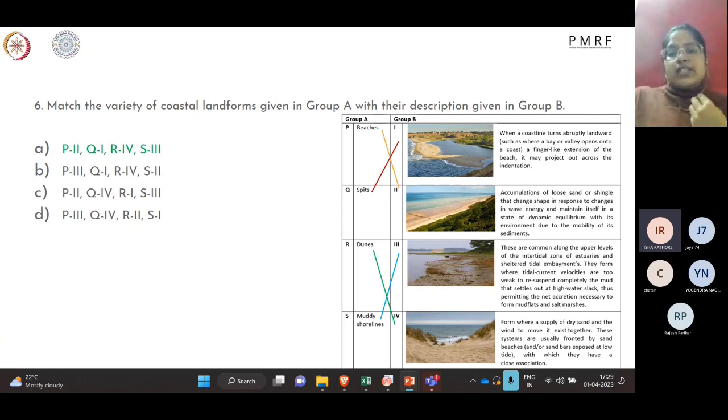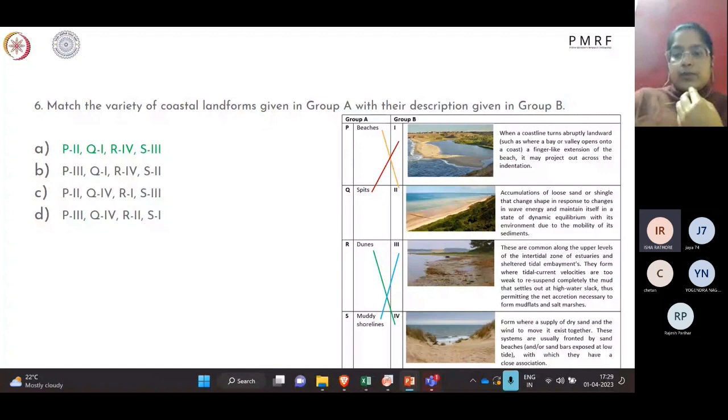So beaches are basically, as you can see in the image, accumulations of loose sand or shingles that change shape in response to changes in the wave energy and maintain themselves in a state of dynamic equilibrium with their environment due to the mobility of their sediments. So again, beaches are made up of sediments and the inflow of sediments because of the tidal movements. So beaches match with two and the definition.